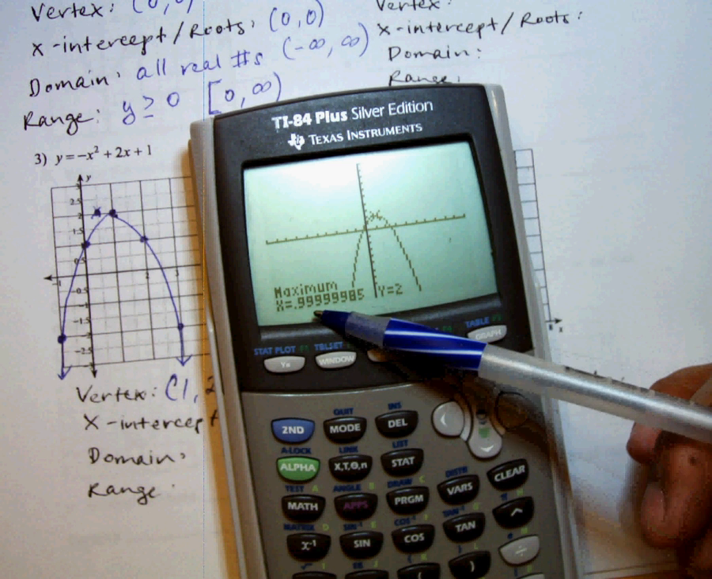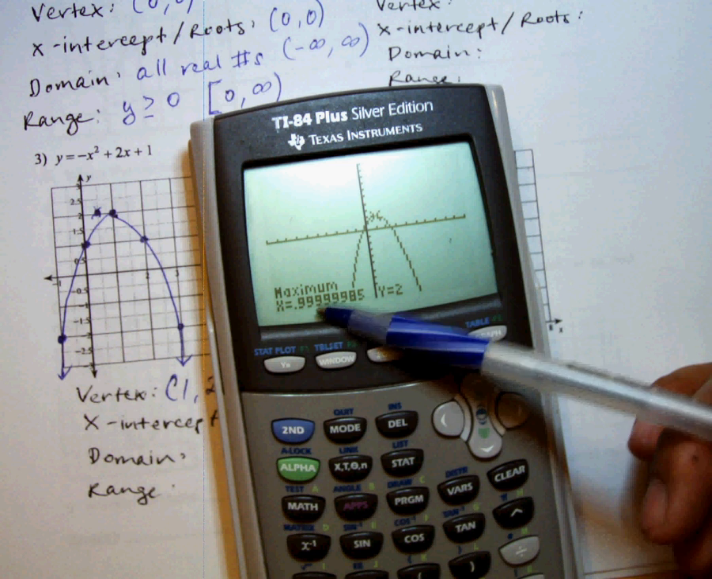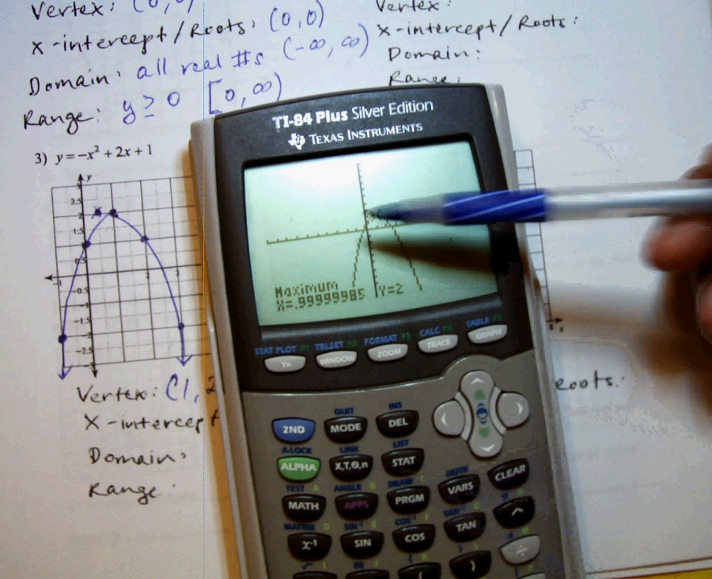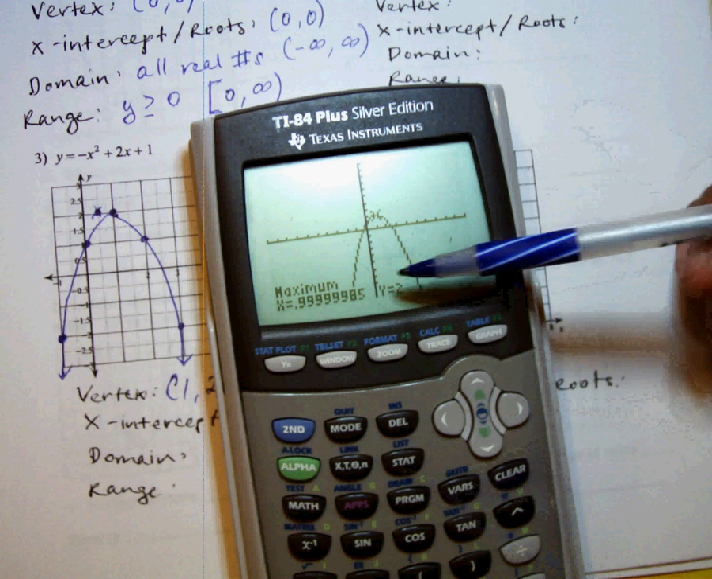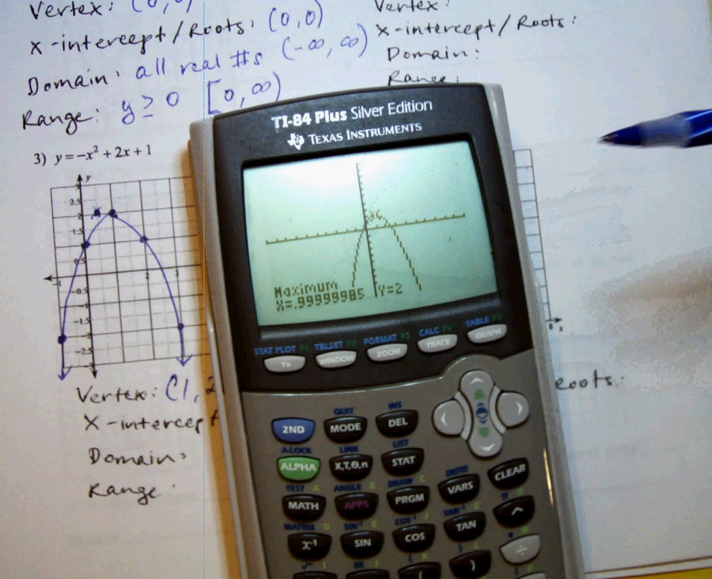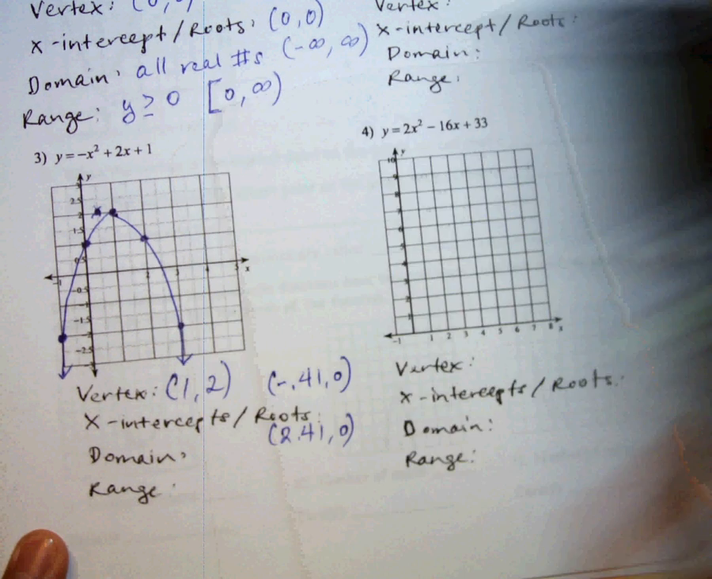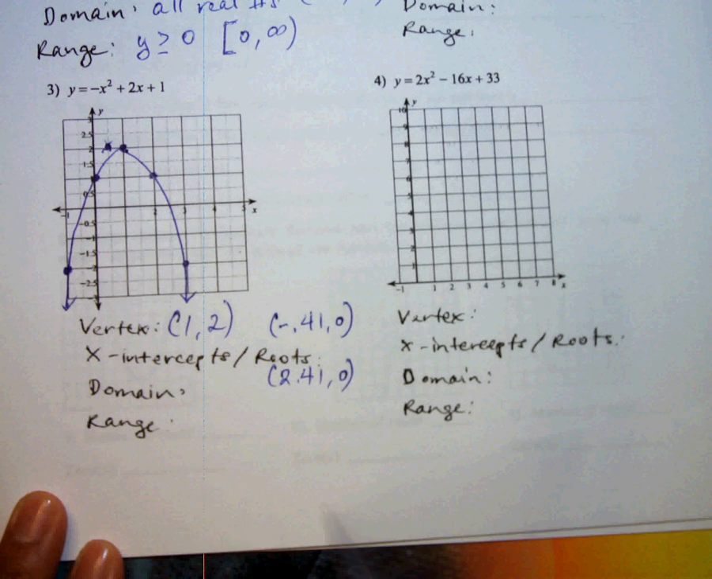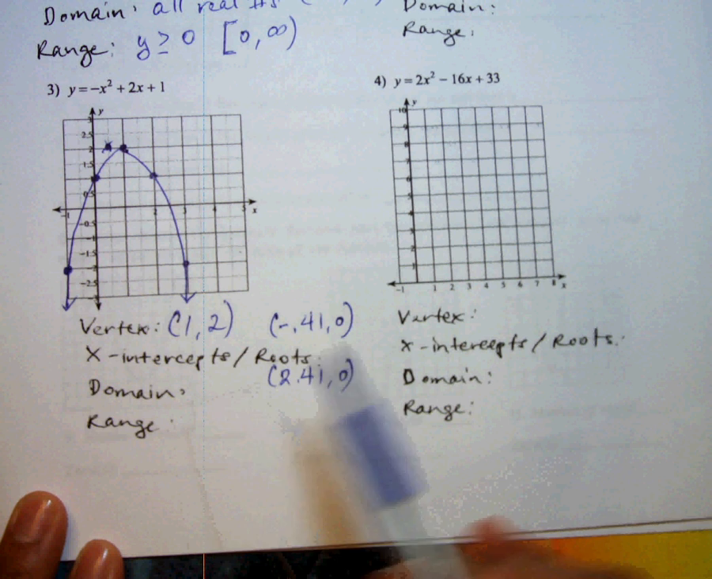And there you go. Well, this one is not really 1, but it's close to 1, so you just round it up to the nearest whole number. So this would be 1, 2. Now, if you do this in the minimum, you do the same thing, left bound and right bound. All right, so there you go. There's my vertex, my roots.